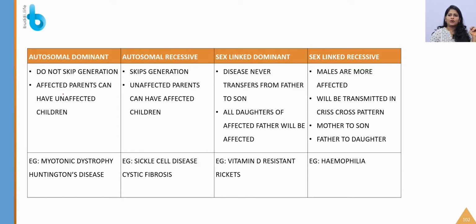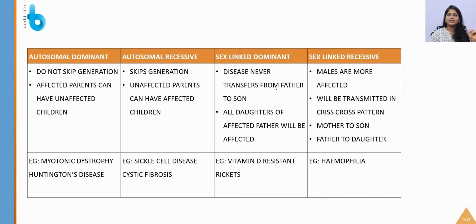That is, autosomal dominant does not skip generation. Affected parents can have unaffected children, whereas autosomal recessive skips generation. Unaffected parents can have affected children. You just need to know the difference between them. Affected parents, affected children; unaffected parents, affected children.